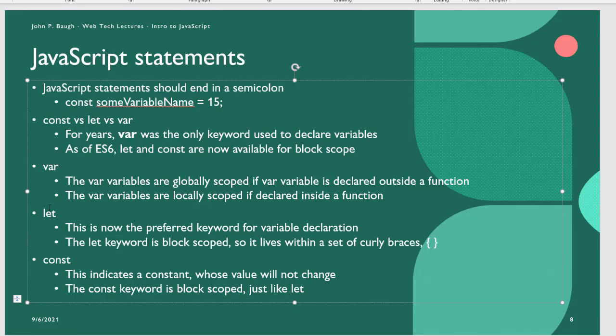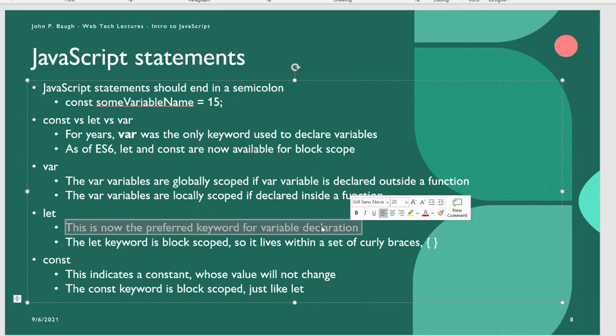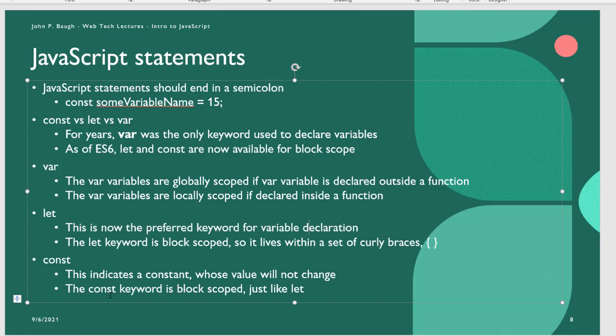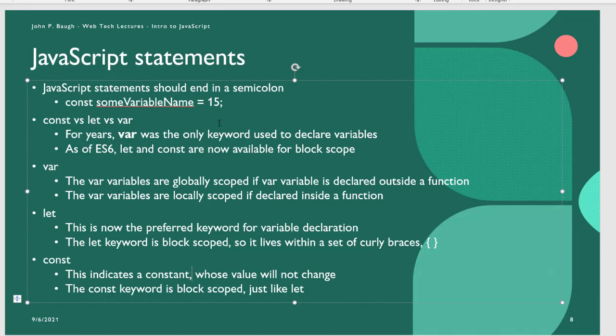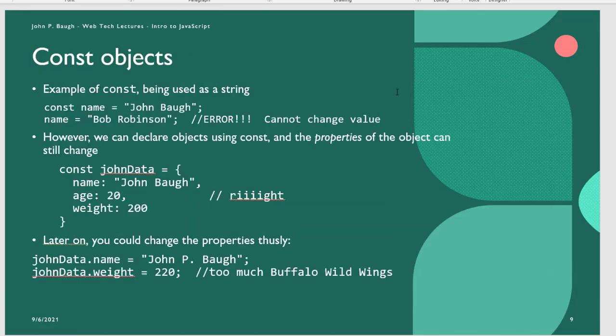Let and const are both block scoped. In other words, they live inside sets of curly braces if they are declared in there. If they're declared at the global scope, then they're global, of course. But let is the preferred keyword for variable declaration. And then const is just like let, except it doesn't allow the value to change.